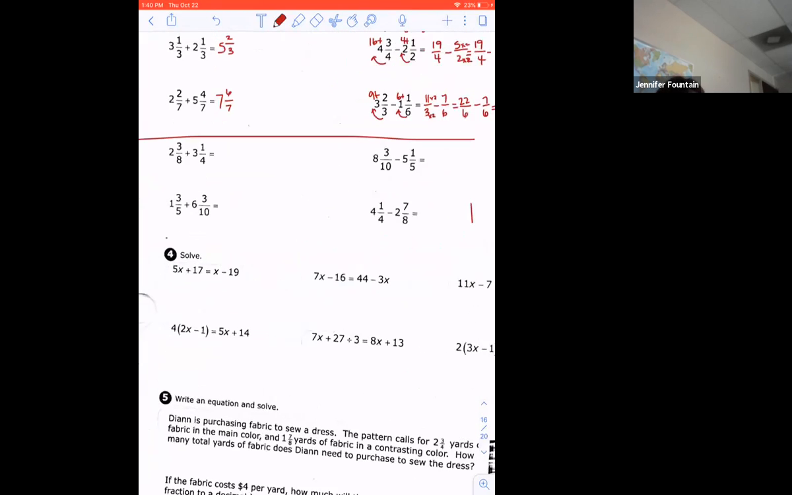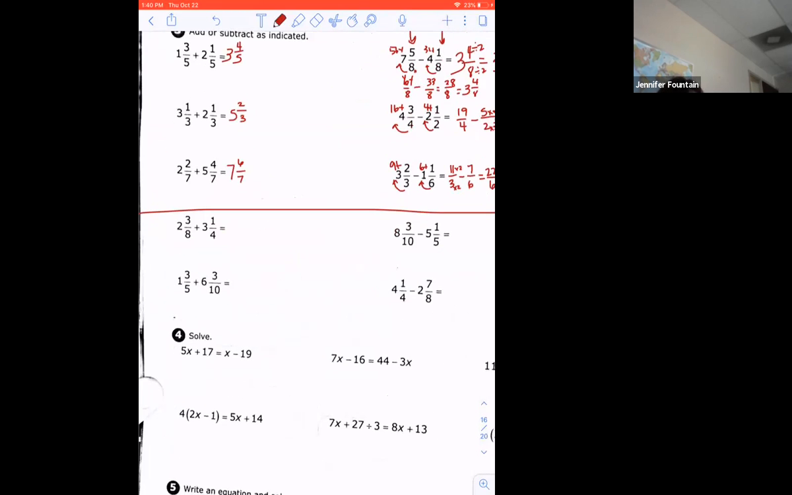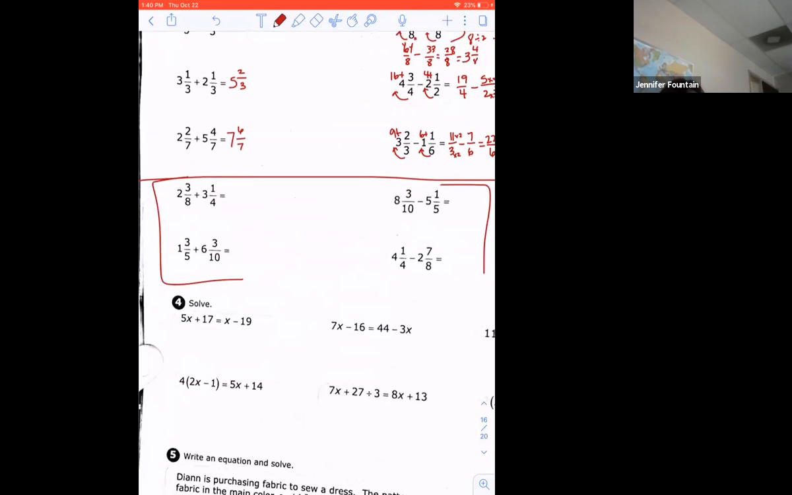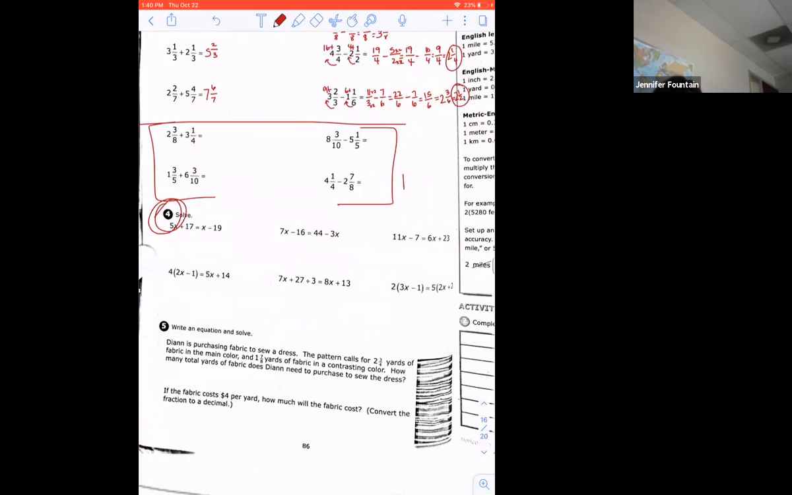So our first part of homework on this page will be in activities 3. We'll do the last 4 problems in activities 3. And then I also want you to do activities 4, okay, working to solve x.